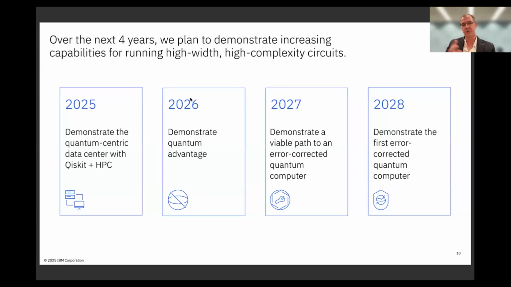And so over the next 4 years, we envision certain key milestones in our program that will increase our ability to run the kinds of really interesting quantum circuits and new kinds of quantum algorithms that end users are developing. I think there are only two on this list that I'm going to highlight specifically. One is in 2026. We anticipate demonstrating quantum advantage. I'll say that again.